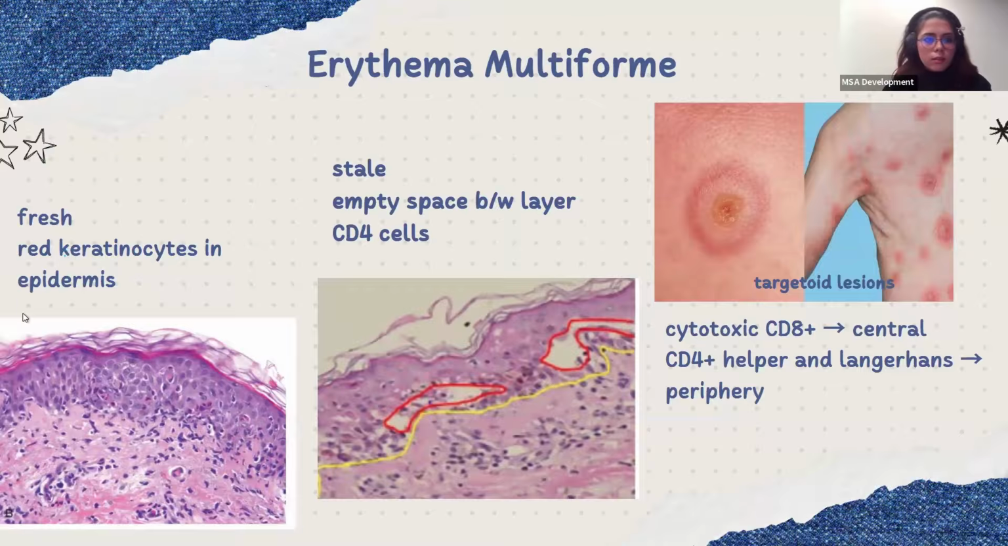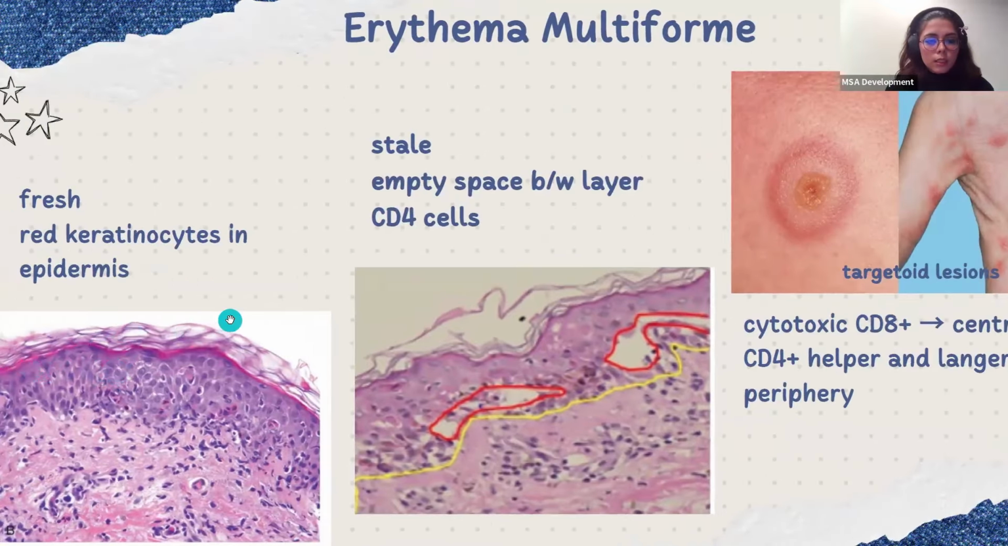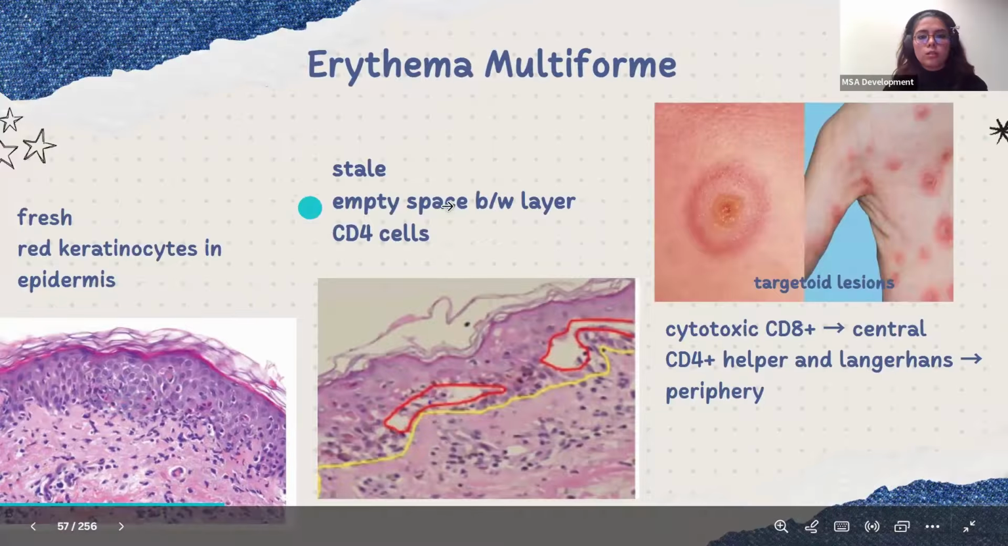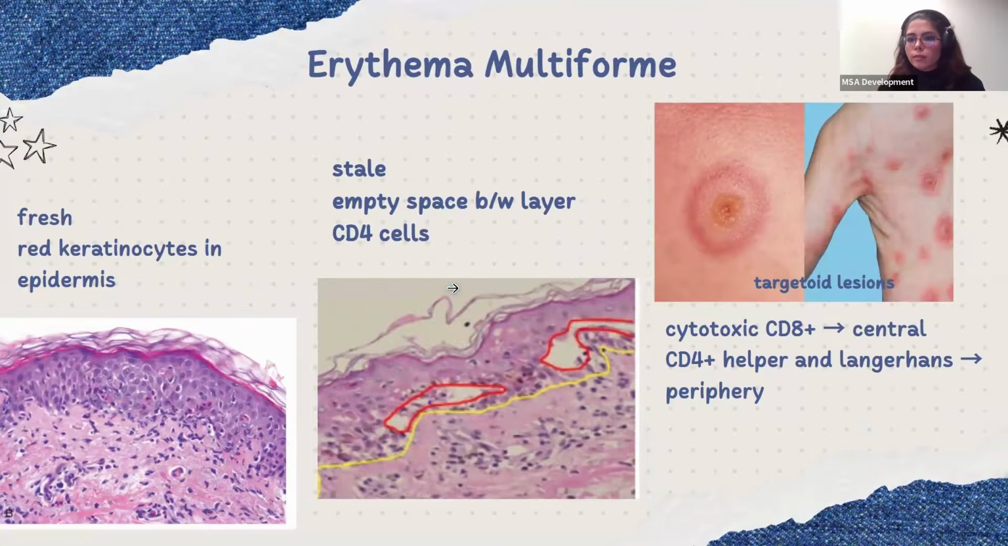Fresh infected skin. Okay, there's red keratinocytes in the epidermis. I'm gonna take the wide assumption that it's this. Okay, these are the red keratinocytes. For stale, which is like later or chronic lesions, there's an empty space between the layer and there are CD4 cells. Now, what does this remind you of? The microscopic terms I was talking about?